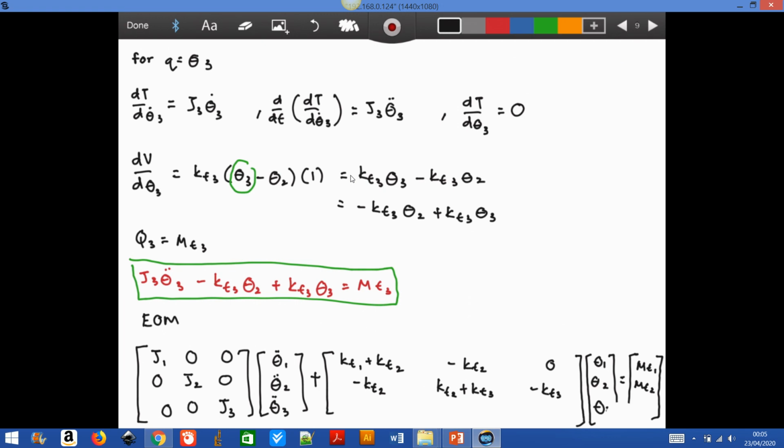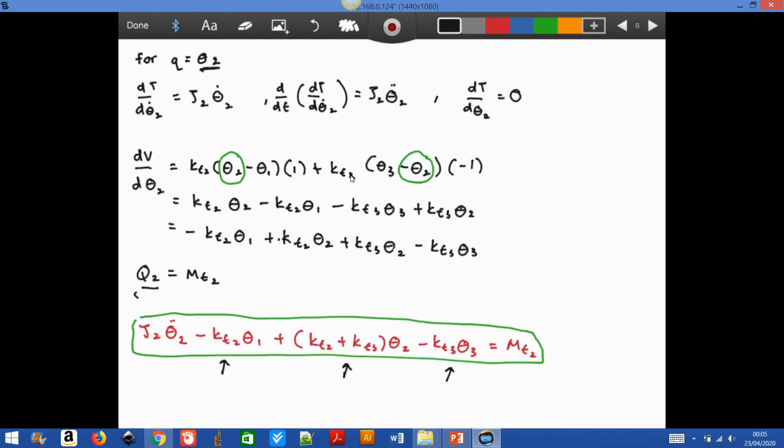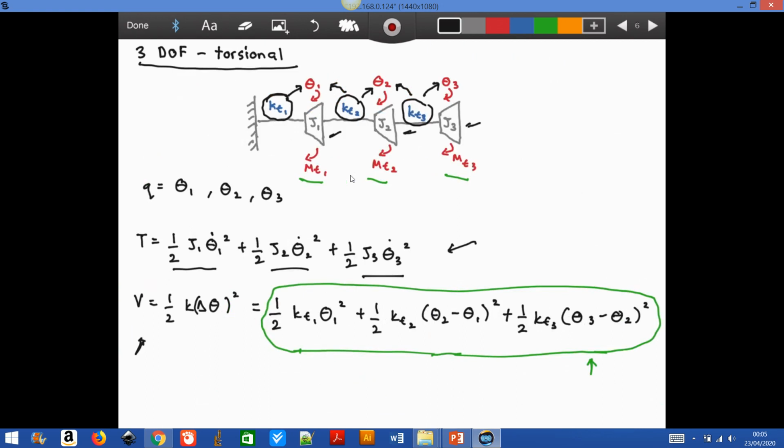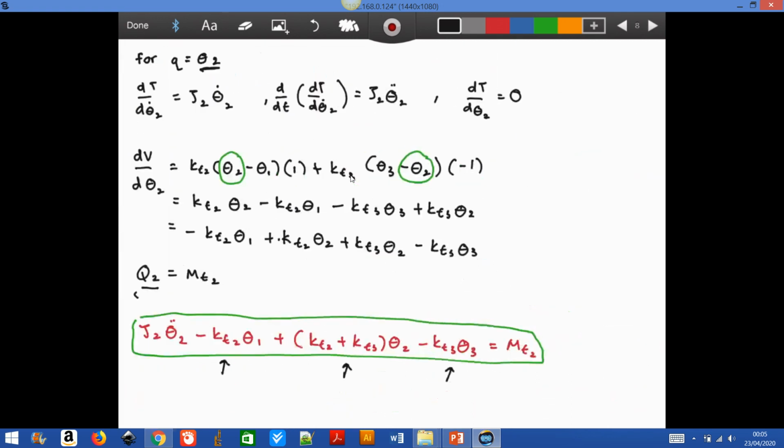Right, so for theta 3, it'll be this one and this one. So this is 0, minus kt3 theta 2, plus kt3 theta 3 equals to Mt3. So this is the equation of motion in matrix form, constructed by using the Lagrange equation for 3 degree of freedom torsional vibration. Alright, so it's pretty easy basically using this Lagrange equation.